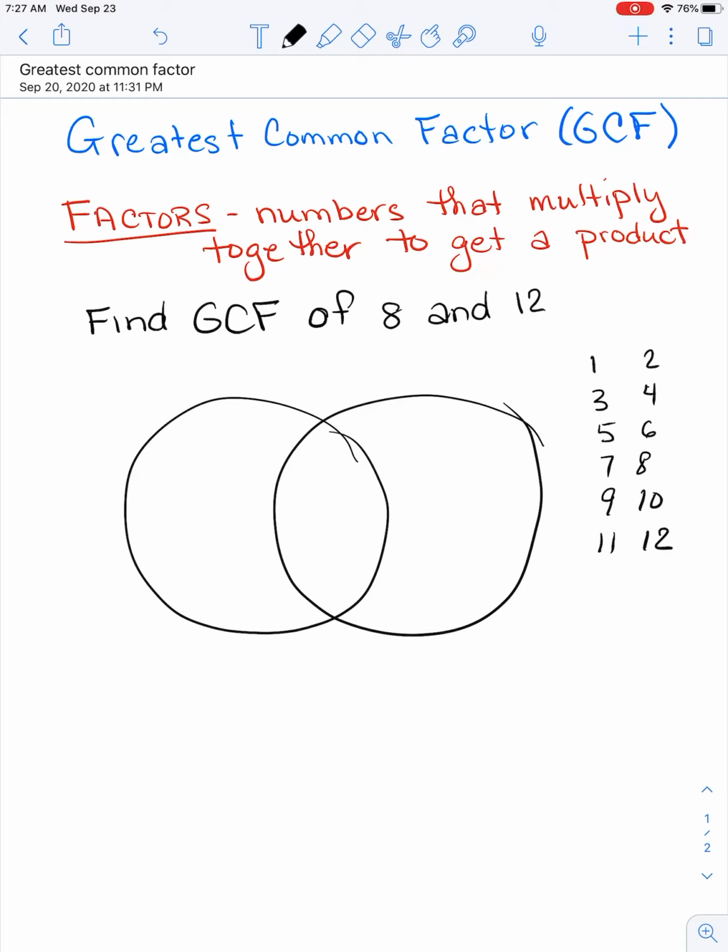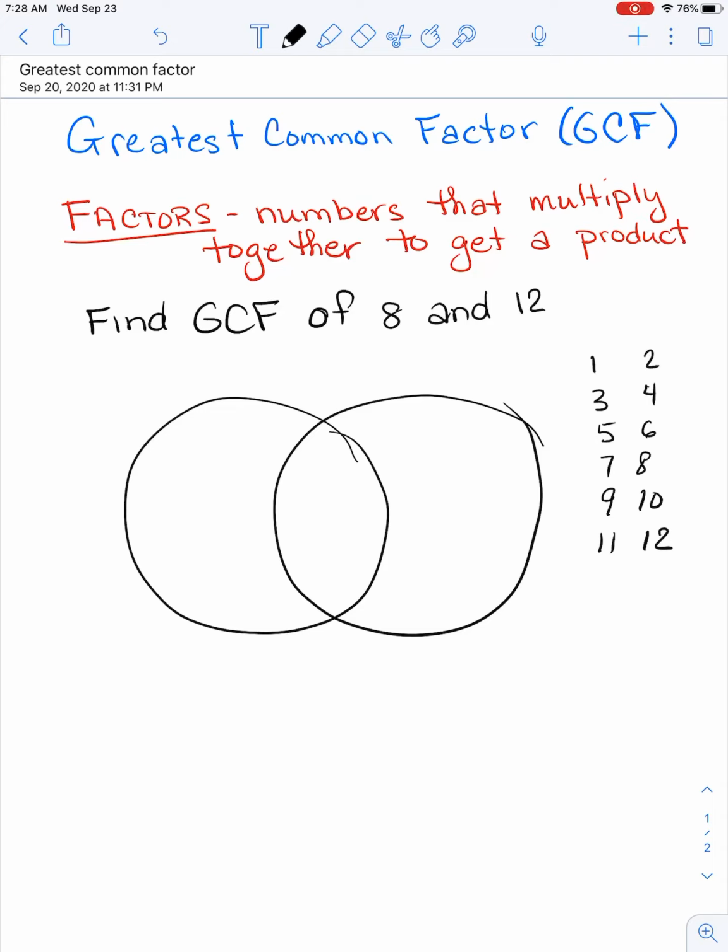A factor is a number you multiply by another number to get a product. Common, well, when we have common factors, that means that two numbers have the same factors. And obviously, greatest means the highest number. So let's see how this works. I want to find the greatest common factor of 8 and 12.